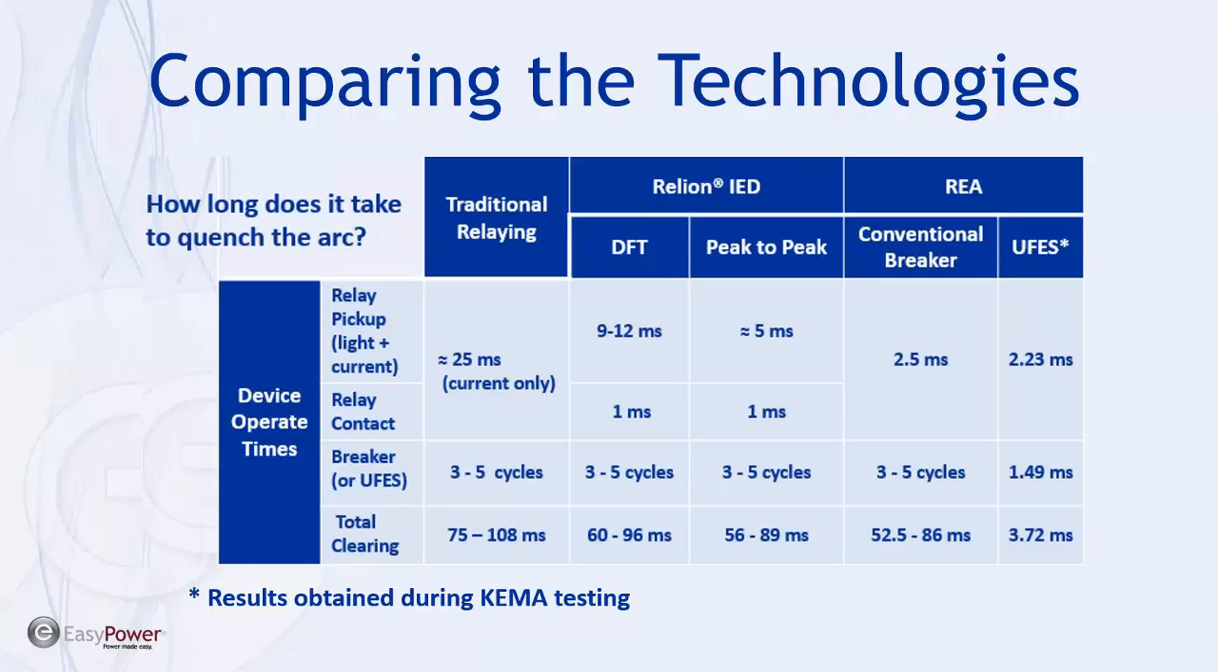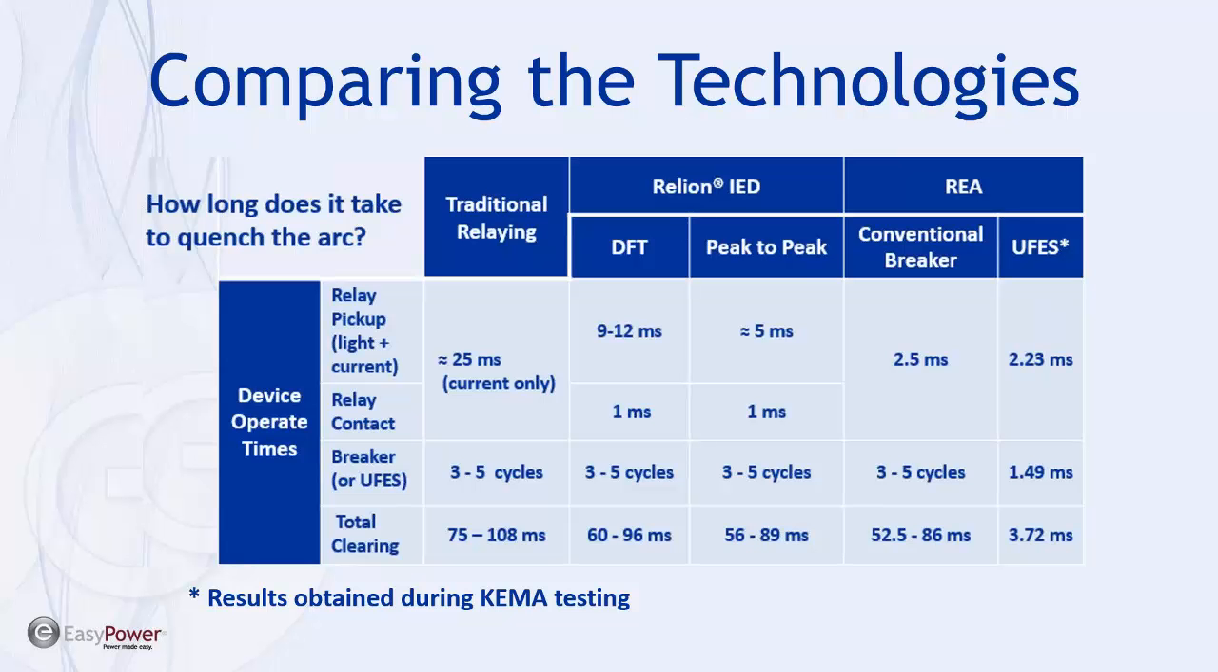Now that we've looked at both the REA arc flash technology and Relion relays, let's go ahead and compare the technologies, and we'll look at the difference in speed. As you can see, traditional relaying operates about an order of magnitude of a cycle more, even for the fastest differential and instantaneous elements. When you use Relion, you can decrease that operating time by about a cycle. If you use peak-to-peak measurement mode, now you can probably shave off almost another half cycle off of that.